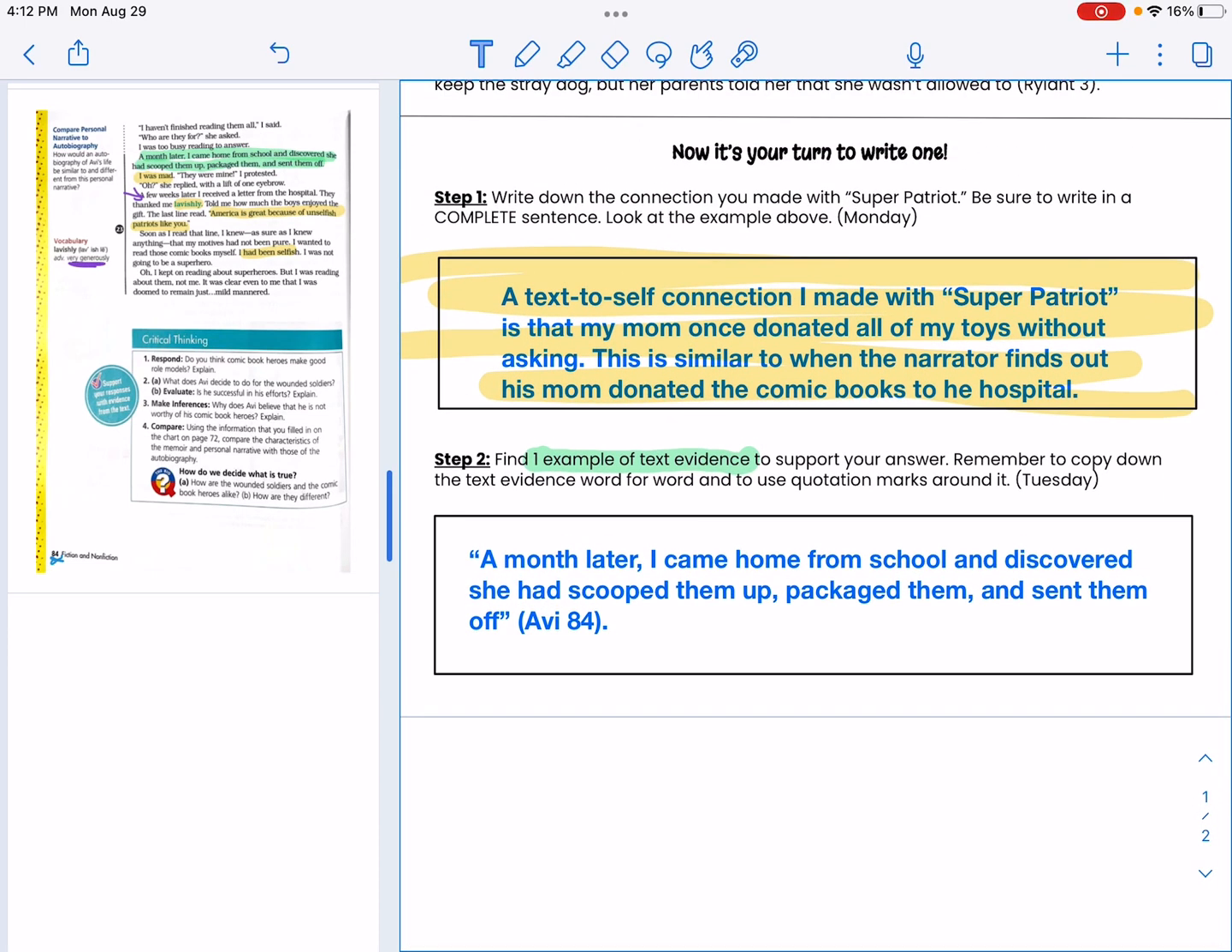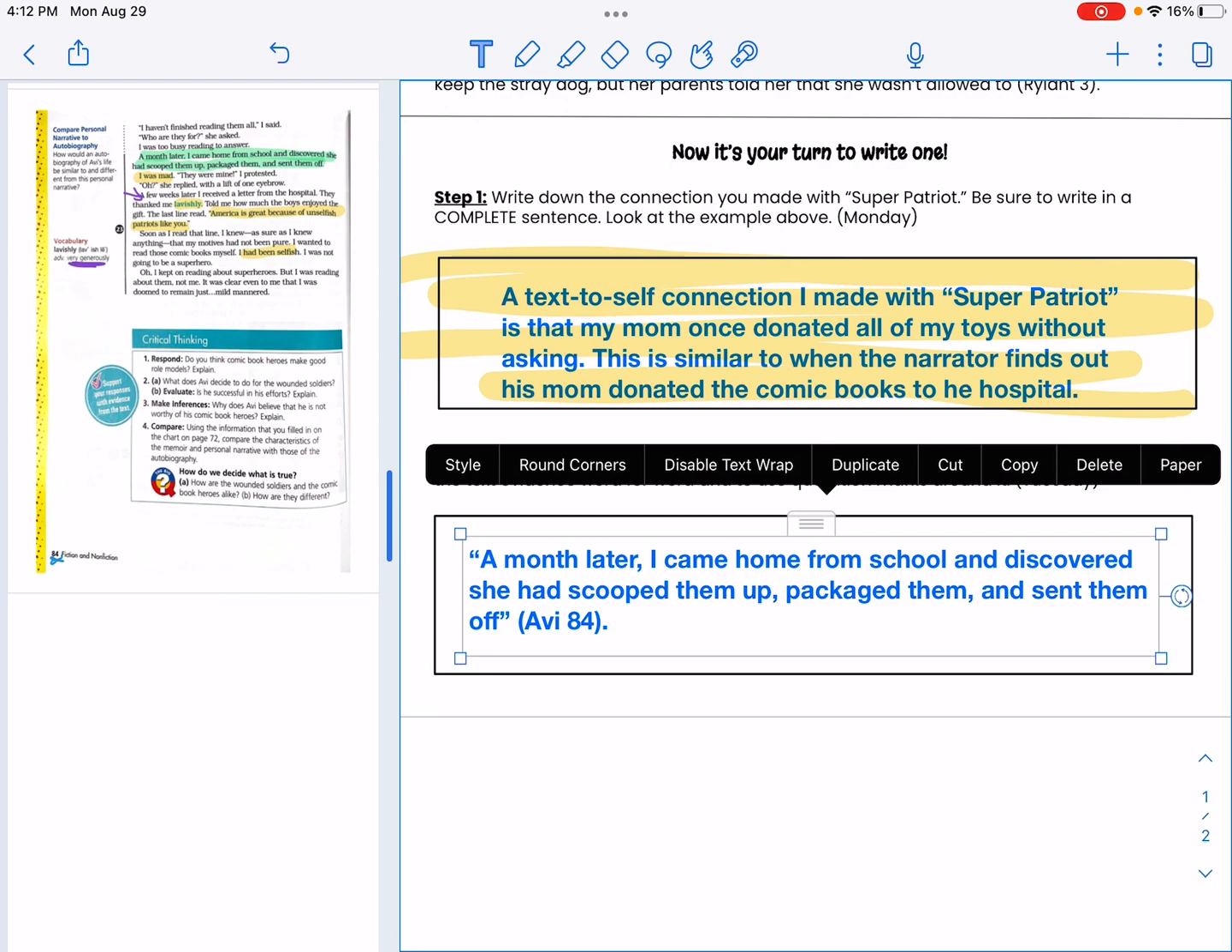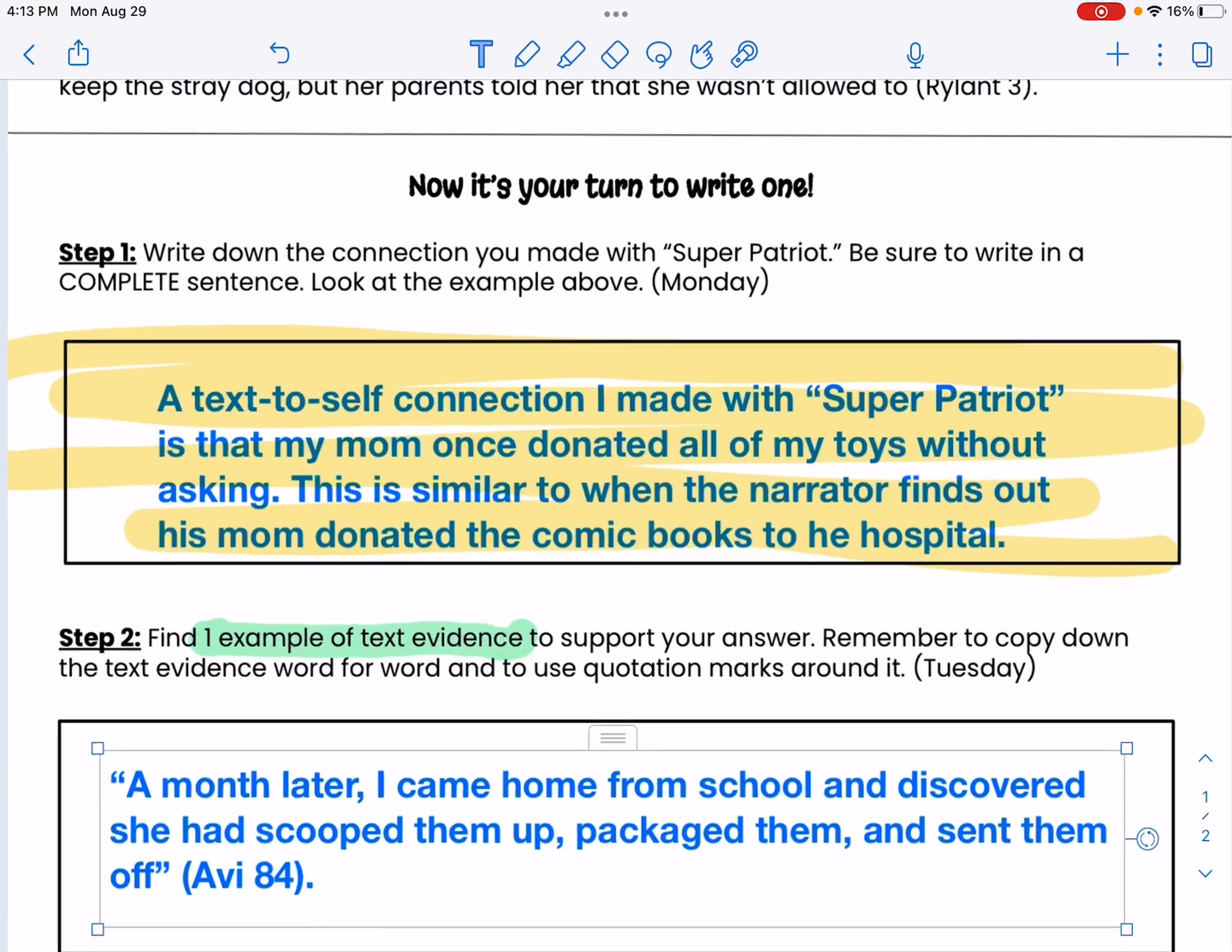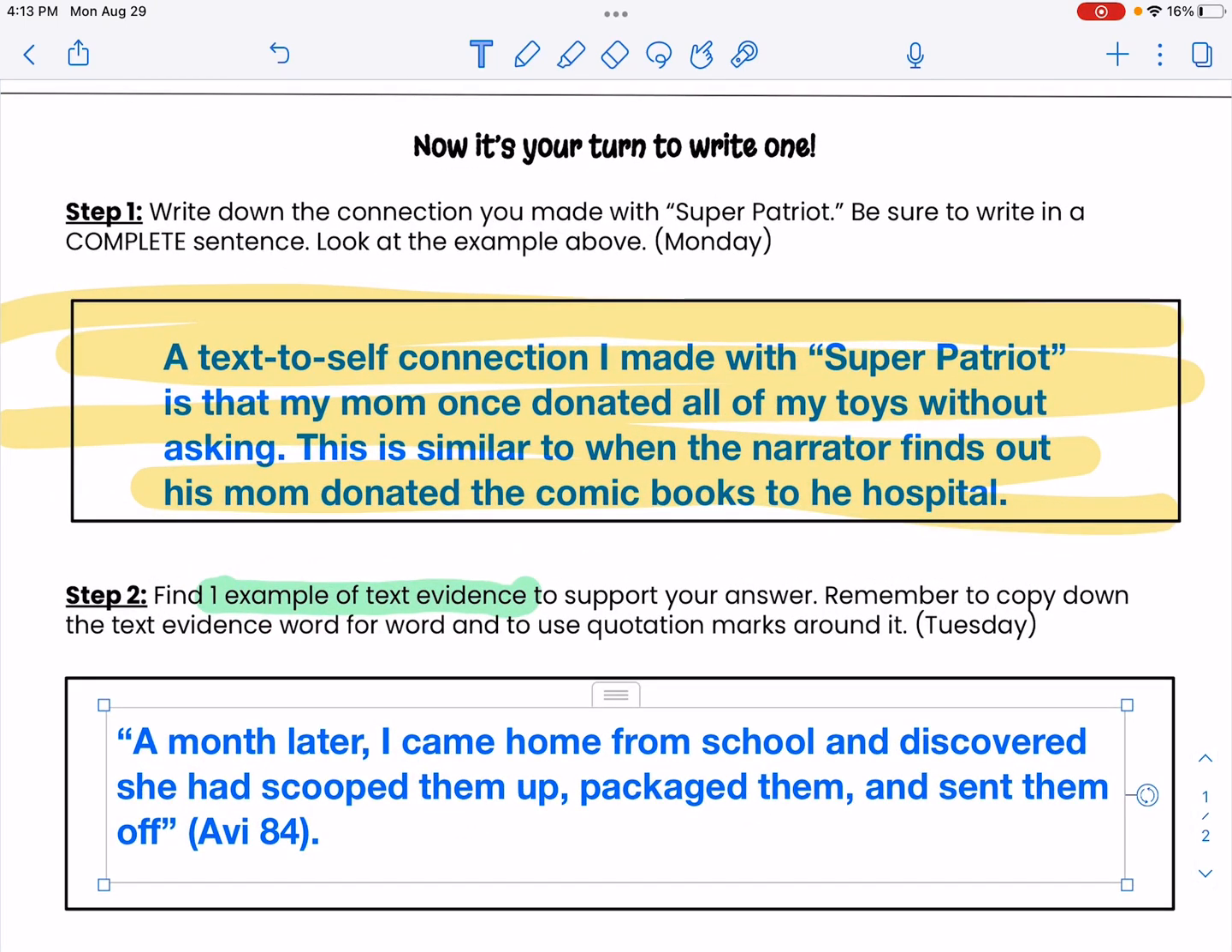All right, so now you are going to do the same thing for your connection. You wrote a connection with Super Patriot. Now you need to find a piece of text evidence that supports the connection that you made. If you have questions, please make sure to ask the substitute teacher. If they don't have the answer for you, remember that you can also ask Mrs. Wise, Mrs. Keene, or Mrs. Bennett, which are the other ELA teachers for 6th grade.